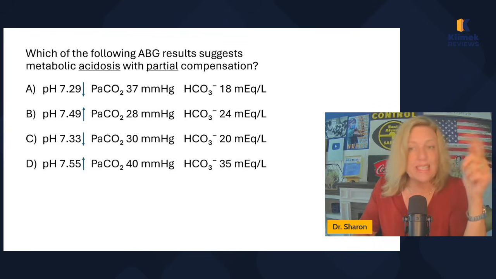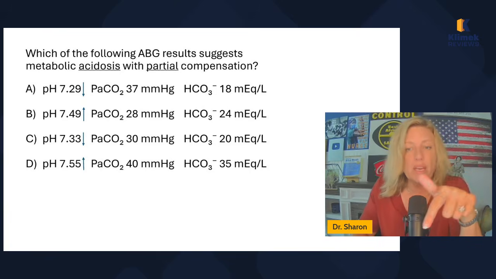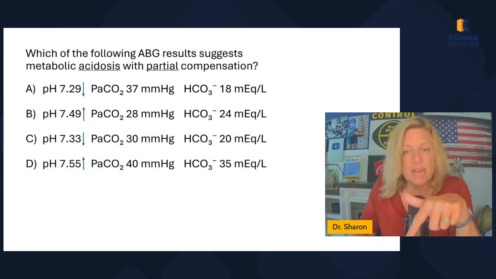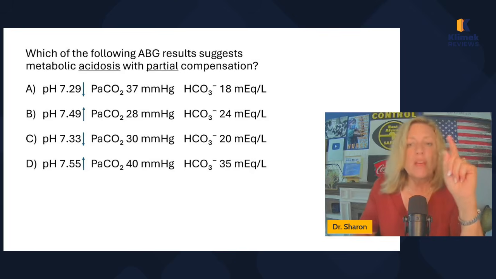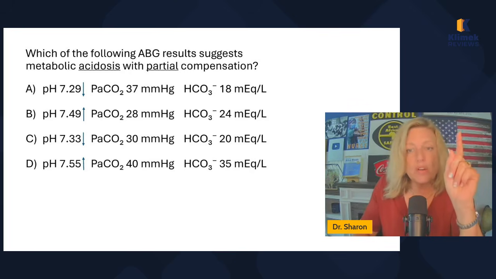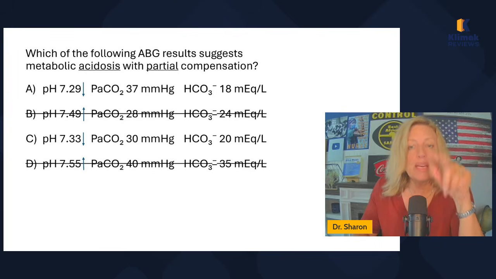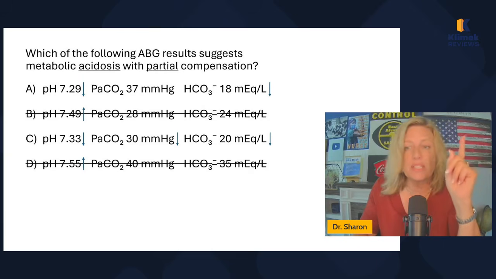So the pH in A is down. The pH is up in B. It's down in C, and it's up in D. So we're looking for acidosis. So I can cross off anything where the pH is high. Okay, so I'm going to cross off B and D because those have a high pH. So there's no way it can be metabolic acidosis. It just can't be. Has to be either A or C. So now I'm going to look at the bicarb. Okay, this is interesting because both of them have low bicarbs.